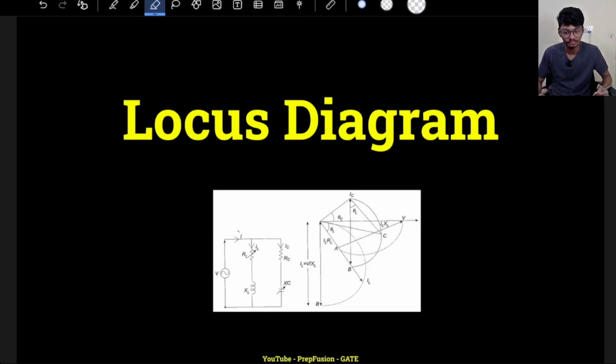I'm Anish and today we will start with the new chapter of network analysis, that is the locus diagram. We will try to wrap the locus diagram within a single lecture, so this will be a long lecture. Sit tight and listen to me carefully. You can take a break in between because this might stretch to 2 or 2.5 hours. You can take one single break. You may not be able to watch this in one shot.